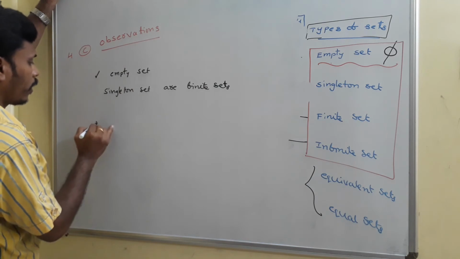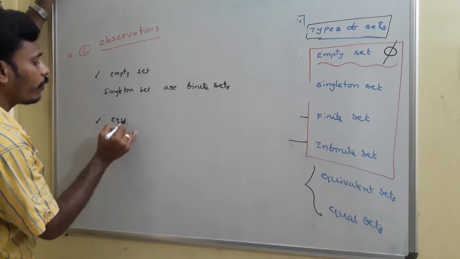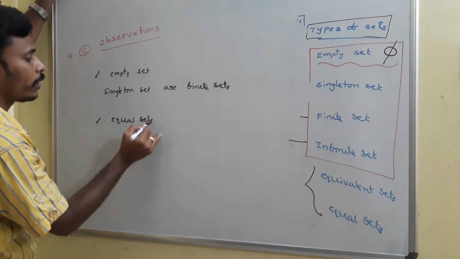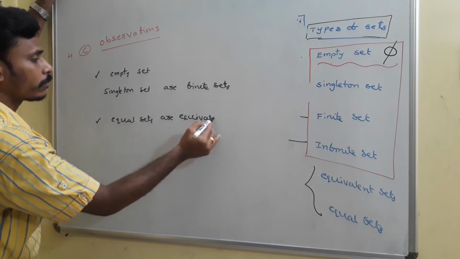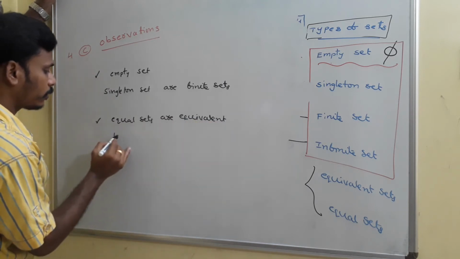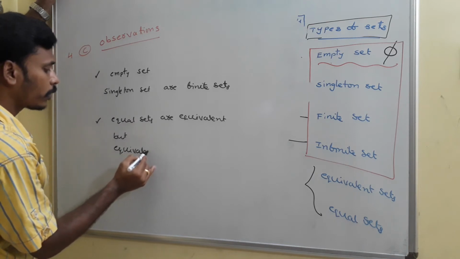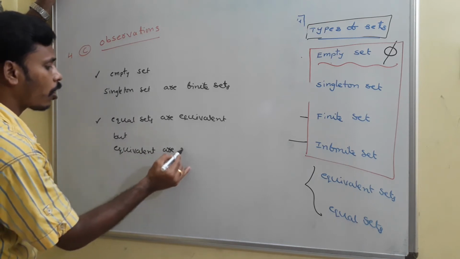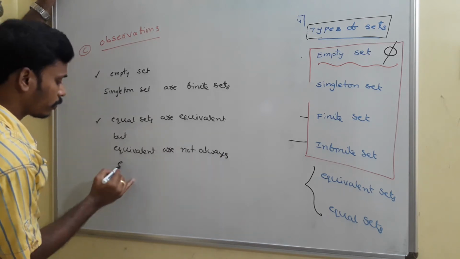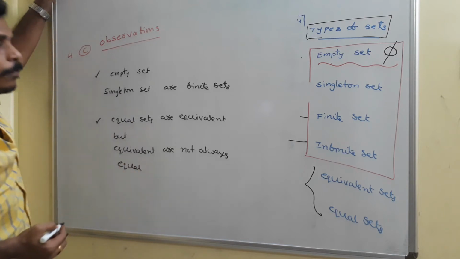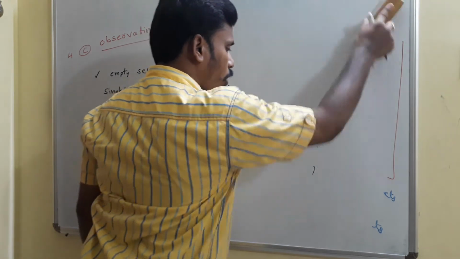The next thing is that equal sets are equivalent, but equivalent sets are not always equal. Is it clear? And we need to go for some more observations. I will list out all those things.